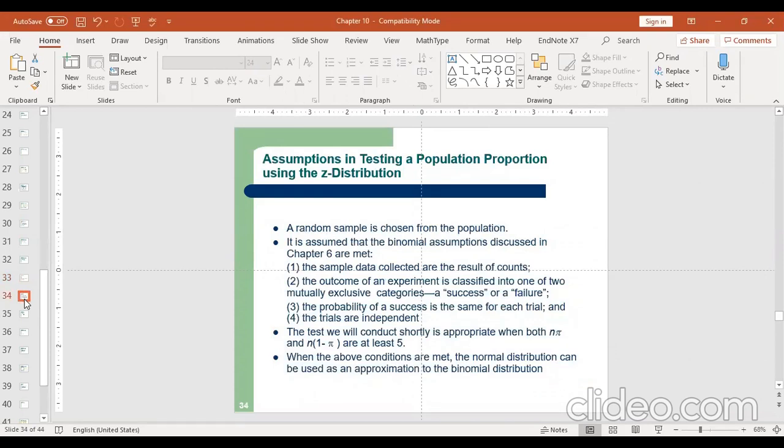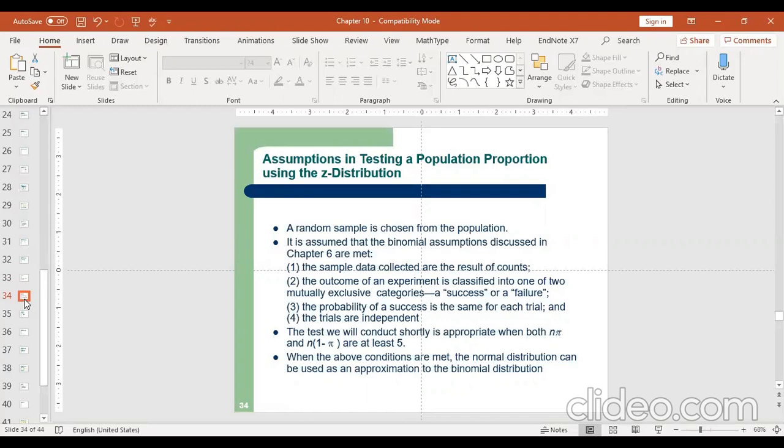Assumptions in testing a population proportion using the Z distribution. Here we are talking about the number of trials and number of successes. If you remember the binomial distribution, which we discussed in chapter 6, a random sample is chosen from the population. It means we draw a sample from the big population. It is assumed that the binomial assumptions discussed in chapter 6 hold. If you want to revise the binomial assumptions, you can take a brief review of chapter 6.